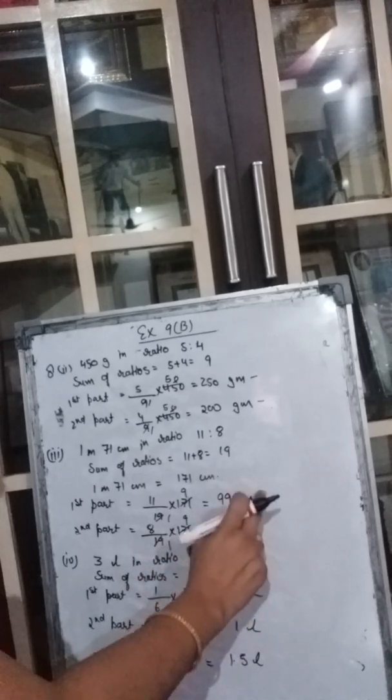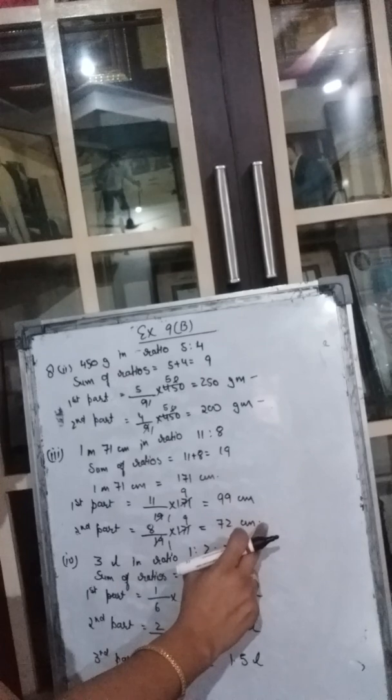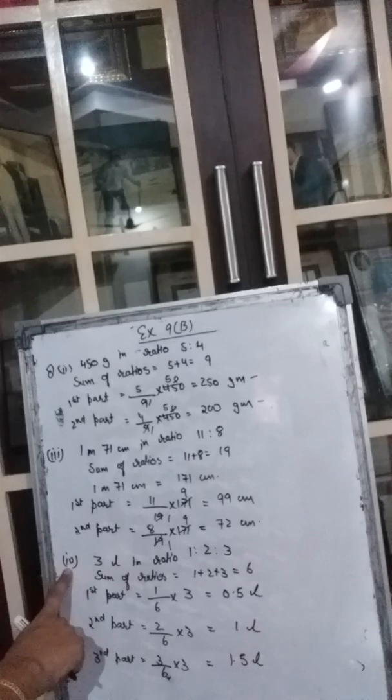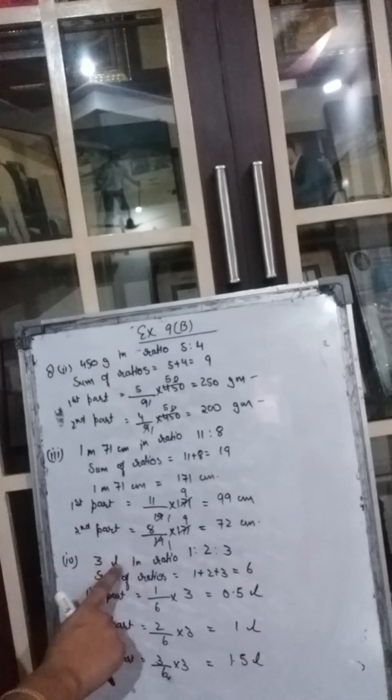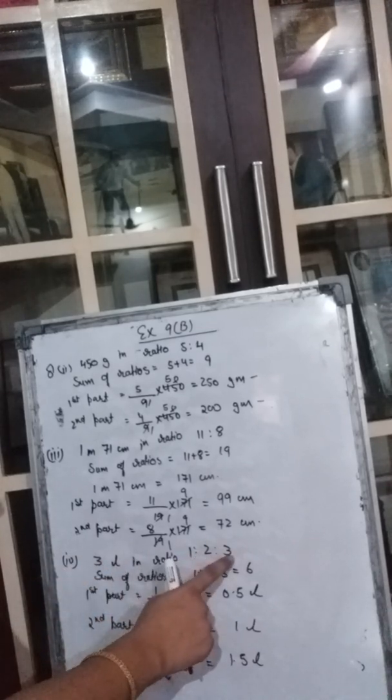And you can add them up. You can see what is the total coming. What is the total coming here? So total is 171 centimeter only. That means your answer is correct. Let's do the fourth part. Fourth part says we have to divide 3 liter in the ratio 1:2:3.